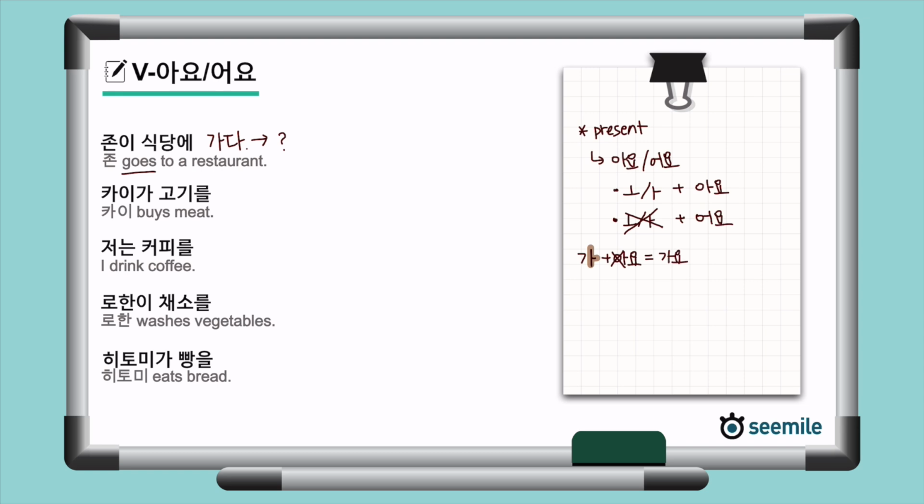The same works for 사다. Erase 다, and we find the stem 사, and we also see that the vowel is one of the two, 오, 아.